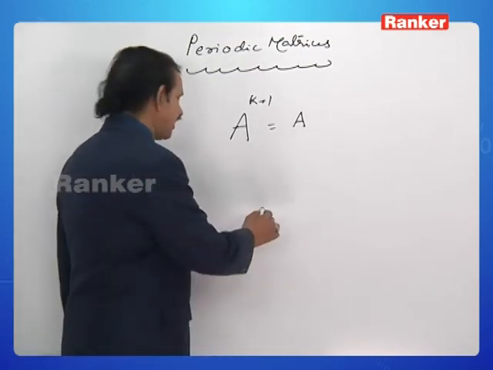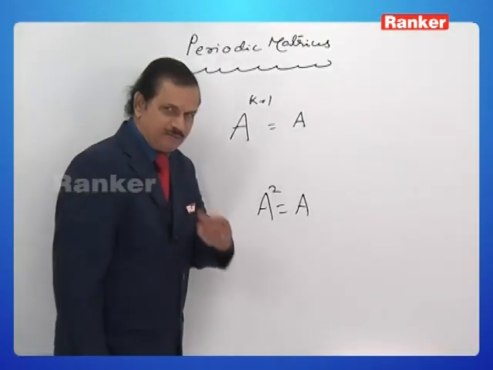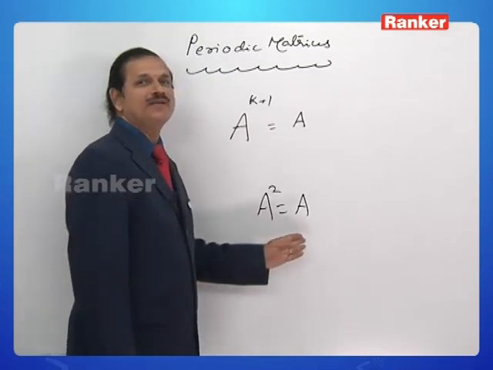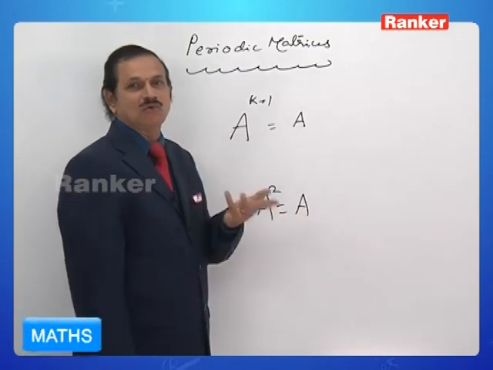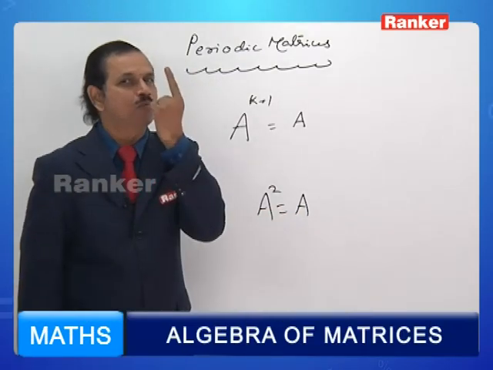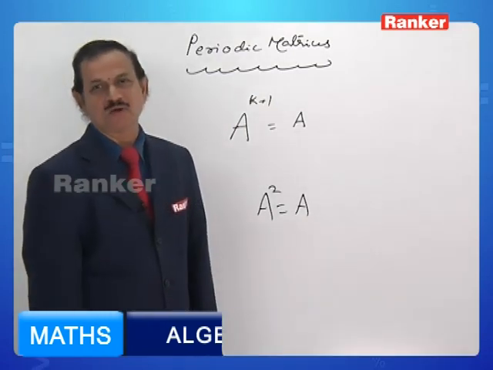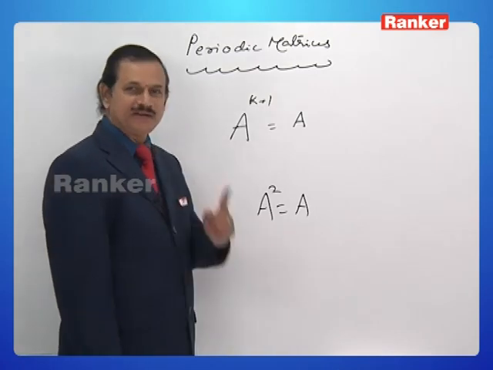Previously, we had a matrix with the property A squared is equal to A. Could you remember it? Yes, you're right. It is an idempotent matrix. So, an idempotent matrix is also periodic with period 1. Why? Because A power 1 plus 1 is A. So, it is said to be periodic with period 1.